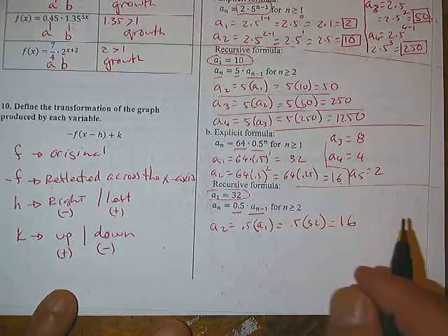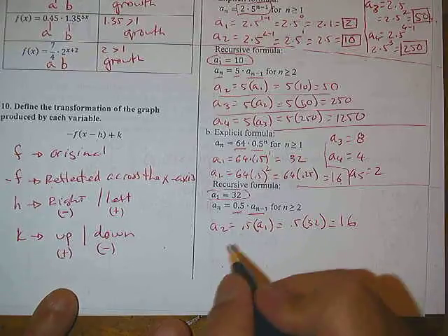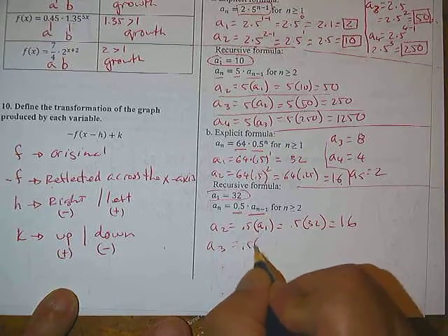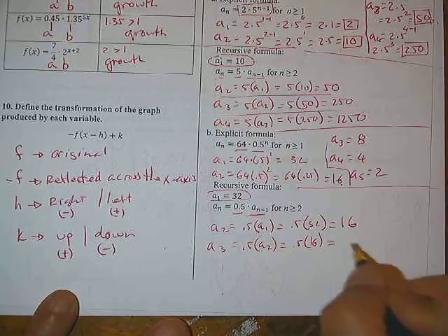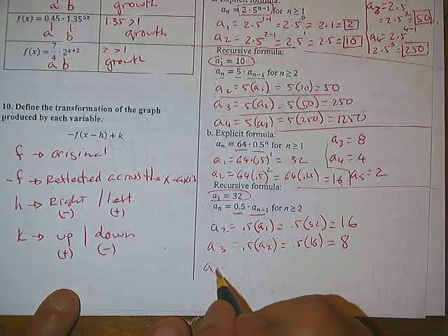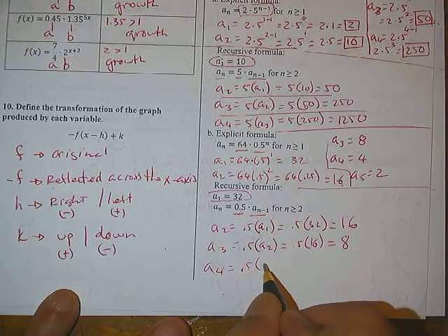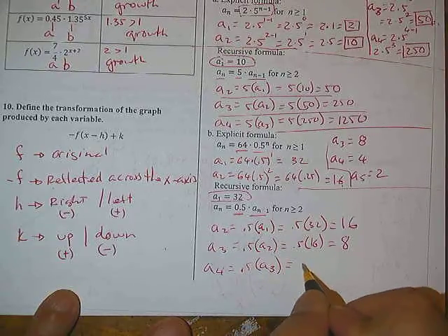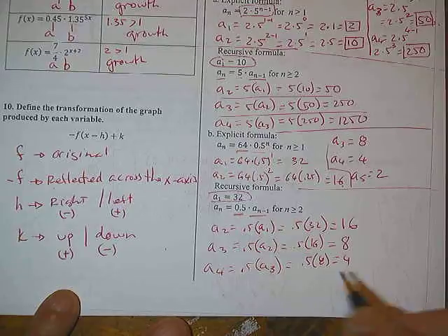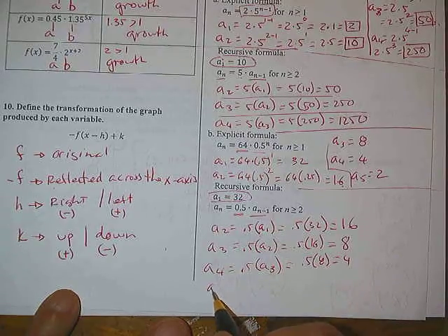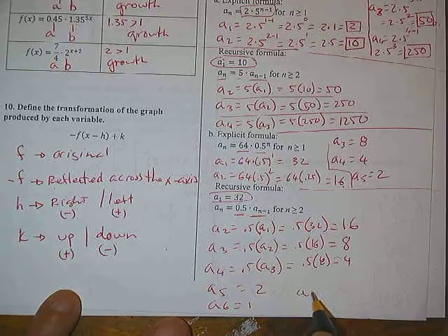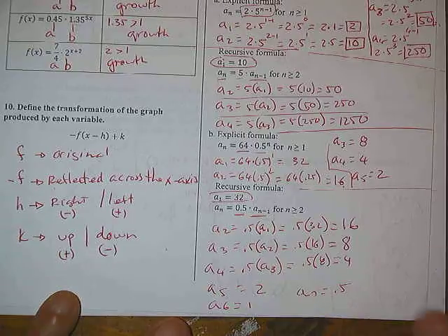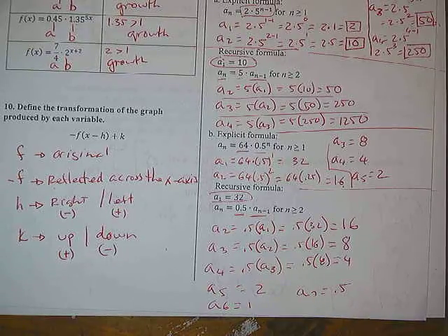Okay, that's easy. And then the recursive formula, that's your first term. And to find the nth term, you go 0.5 times the term before that. So that's just half of the previous term, right? So to find a sub 2, you're going to go 0.5 times a sub 1. So that's 0.5 of 32, and I think that's 16. Yes, it is. And then a sub 3 is 0.5 times a sub 2, which is 0.5 of 16. So half of 16 is 8.